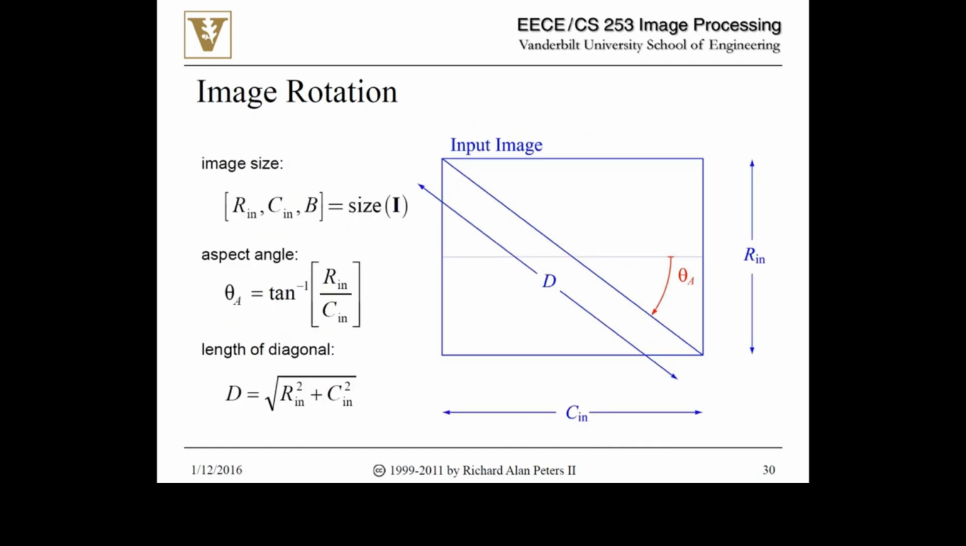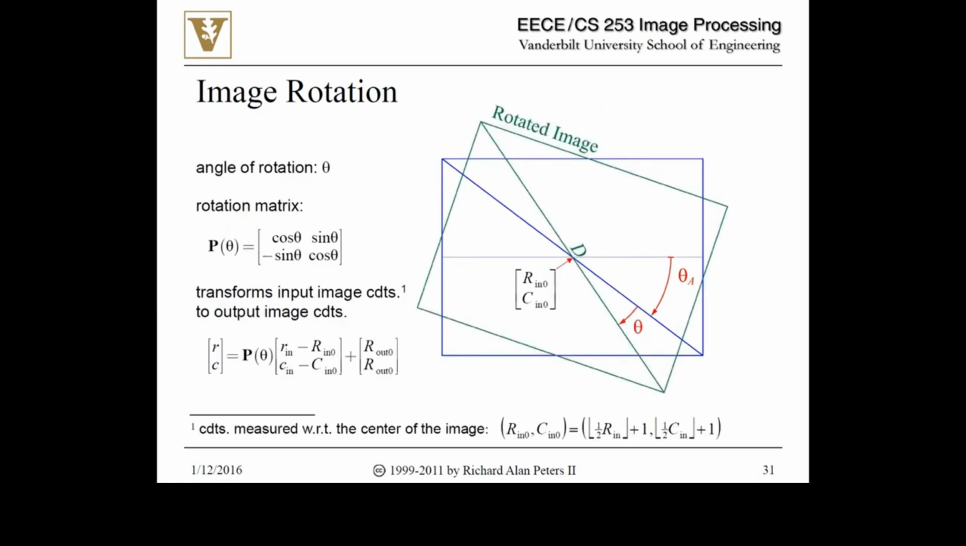So we have this image with a given number of rows and a given number of columns. We can derive some other measurements, like for instance, if this is the number of rows and the number of columns, what is the size of this diagonal? What is the angle associated to this, theta here? Okay, and then I will rotate by an angle theta.